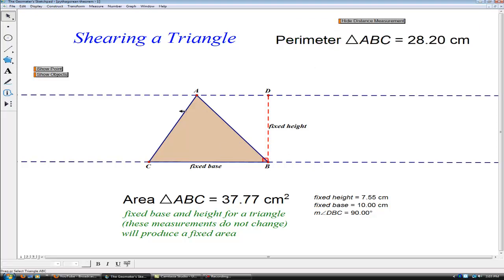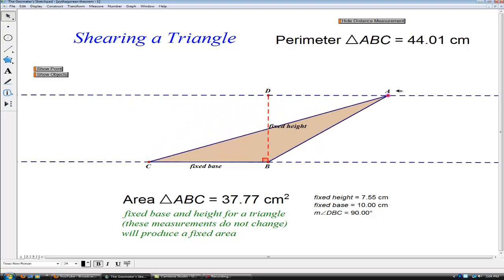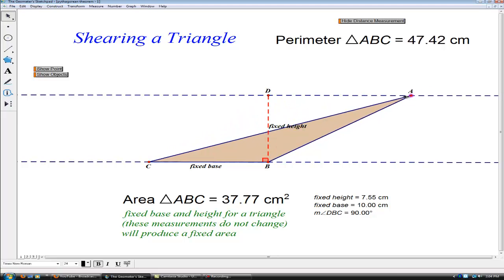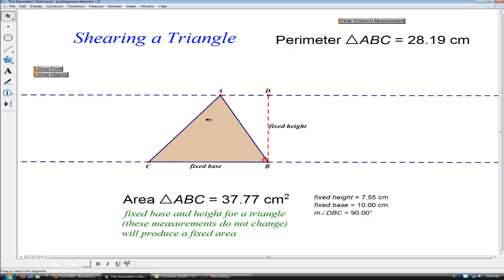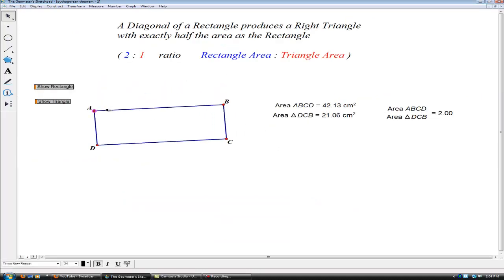So the perimeter can change and will change as we shear this. Right here I have an acute triangle. I could drag A to coincide with D. That would give me a right triangle. And if I drag it over here, I get an obtuse triangle. The perimeter is changing the whole time, but the area is not. This is one of the important properties about shearing a triangle, and one of the techniques you'll see in our proof.